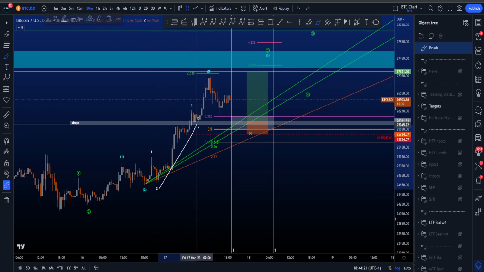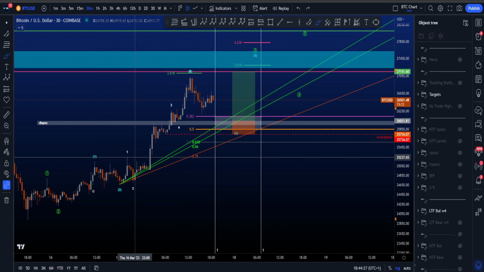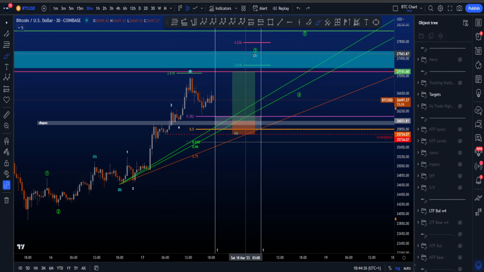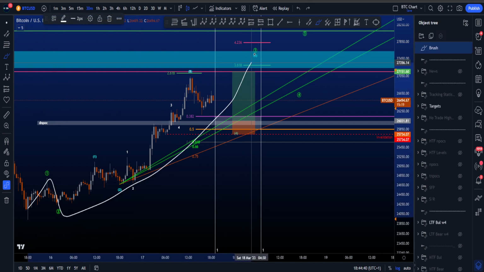With then inside this white 3, we have a 1, 2, 3, 4, 5. So it all works quite nicely together. Then we have the blue count, which then is a 1, 2, 3, currently looking for a wave 4, and then a wave 5 in blue, which then is wave 3 in green. So we have a 1, 2, 3, 4, 5 in green.